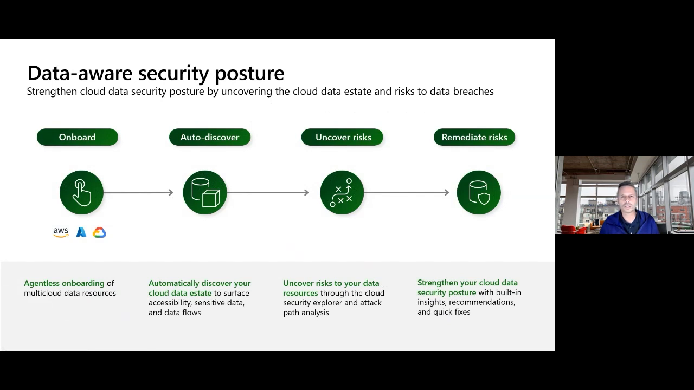So, what is contained within our solution? Our data aware security posture starts with frictionless, agentless onboarding. This is just a flip of a switch, and immediately we will automatically identify all your data sets across your multi-cloud environment, meaning both AWS and Azure. We will also identify your sensitive data, both on Azure and AWS, and find that in various resources as well as in data flow. We will uncover risk using our attack path and our Security Explorer, and that will help you remediate any risk that you have within your environment.